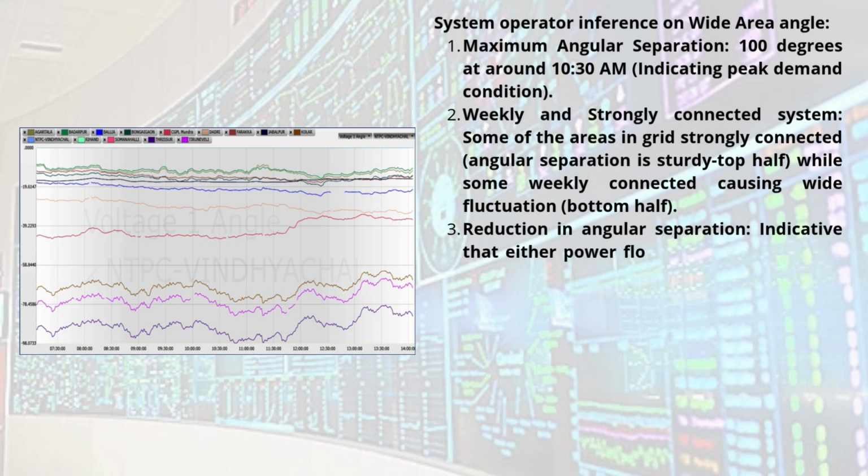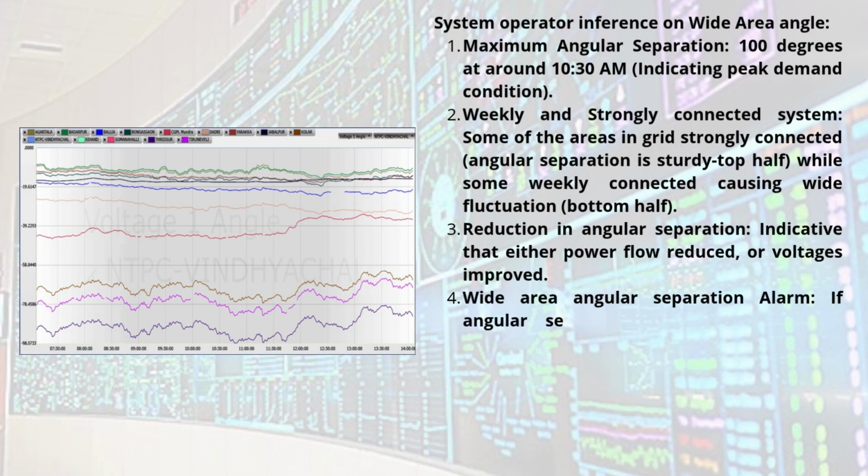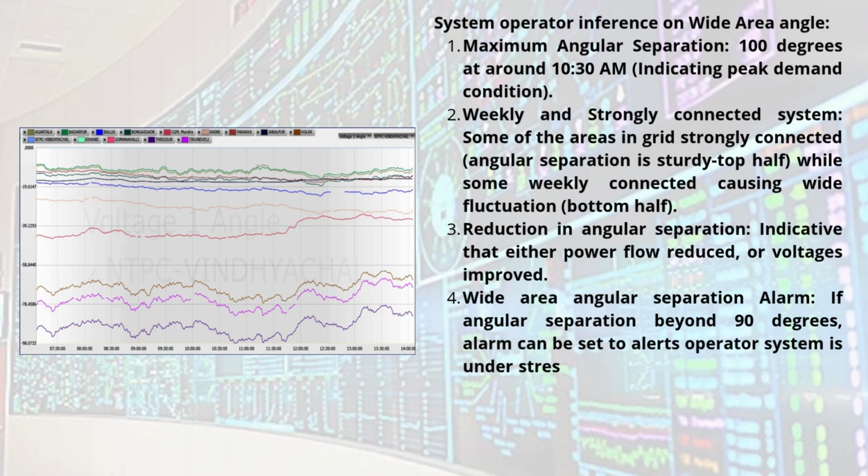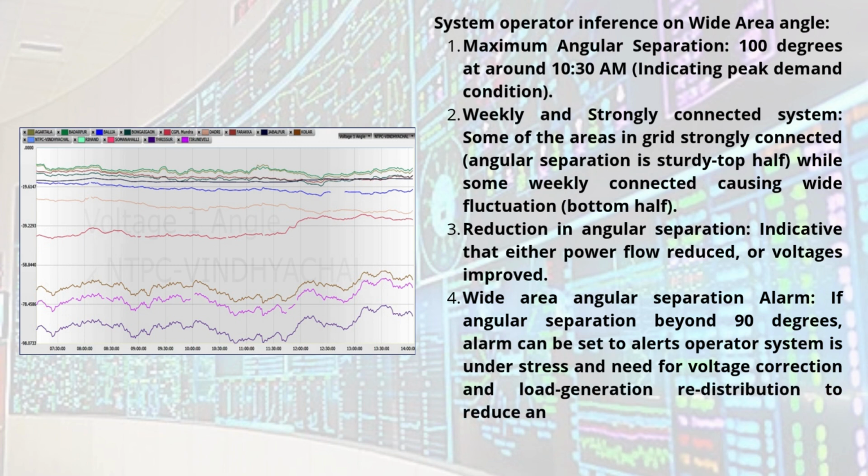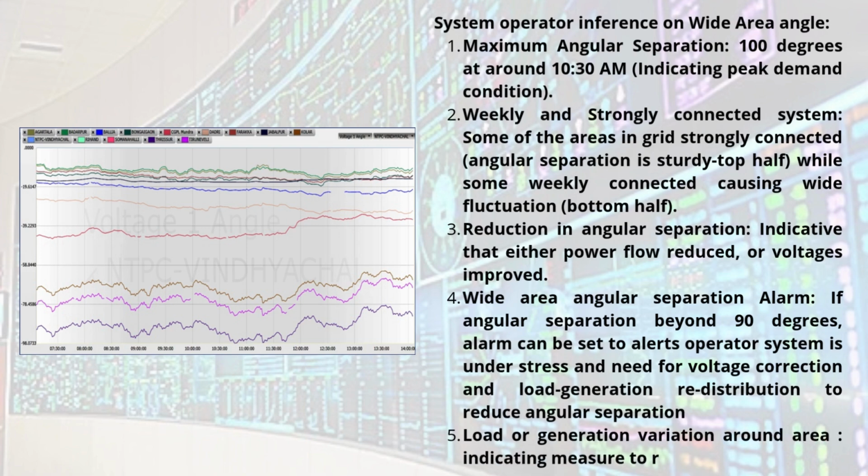They set alarms. Alert me if angle XY goes above 90 degrees, signaling they might need to take action, like calling for more reactive support or curtailing a transfer. They see how everyday things, load changes, generation shifts, ripple through the angles across their entire region. Okay, that's the operator immediate control real-time interpretation.